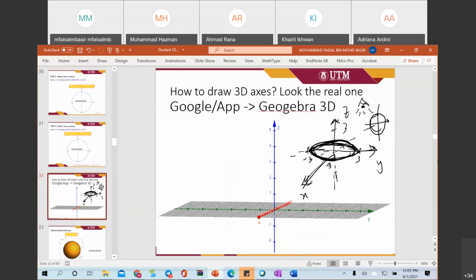Later, for the XY plane, I have to see from here, right? Let's say this is the eyes. So it is like this. My drawing is not so nice, but okay, it is. And then for X, I have to see from here, right? Or from here.